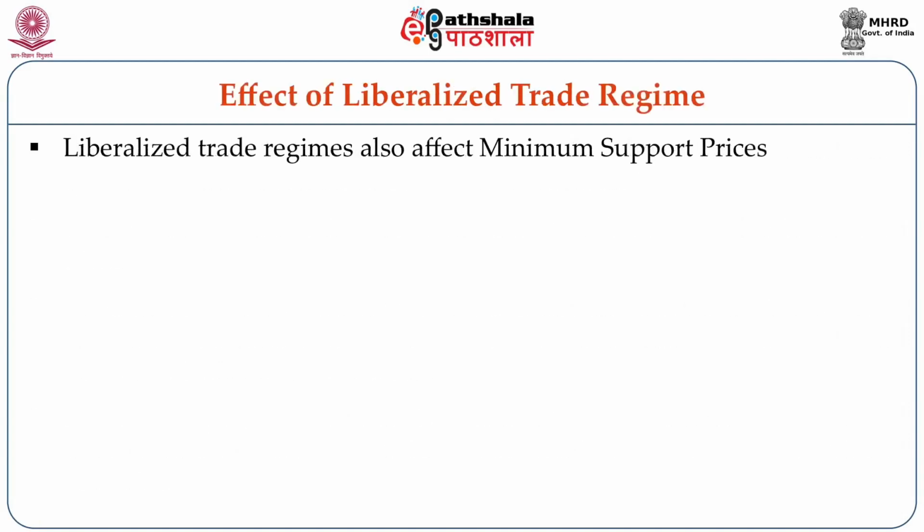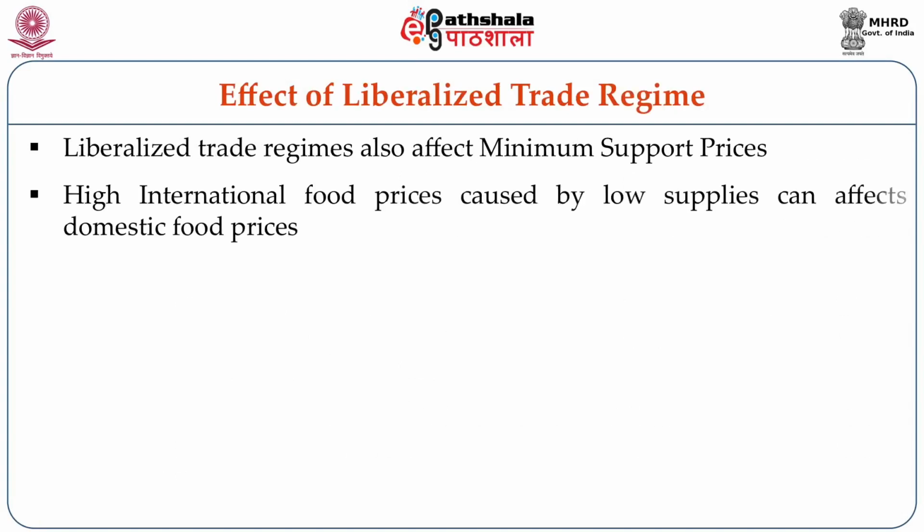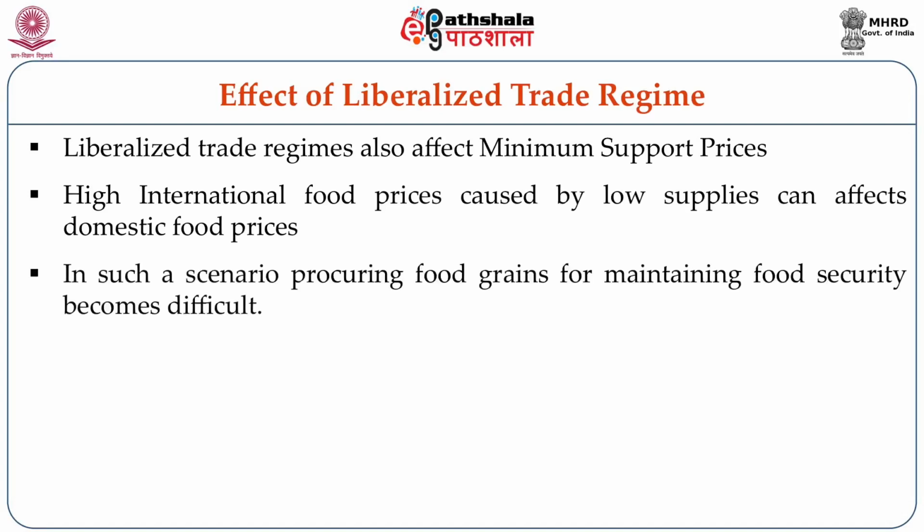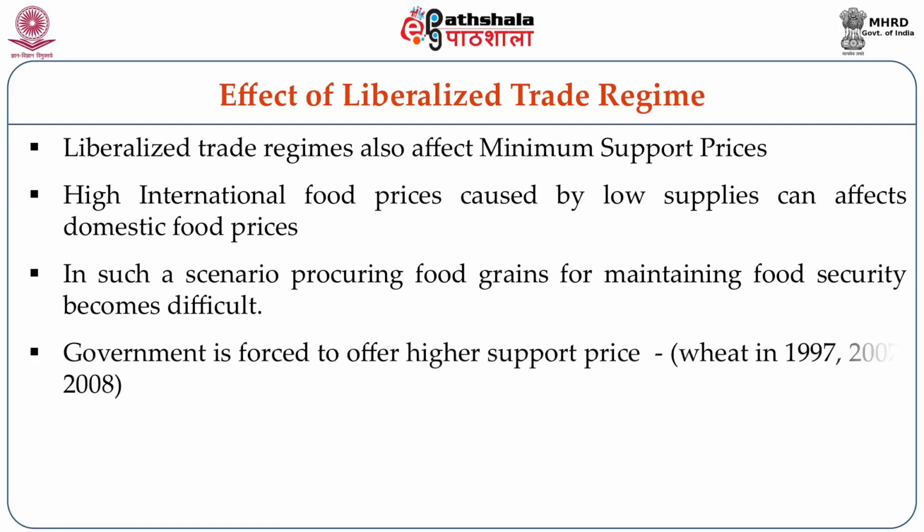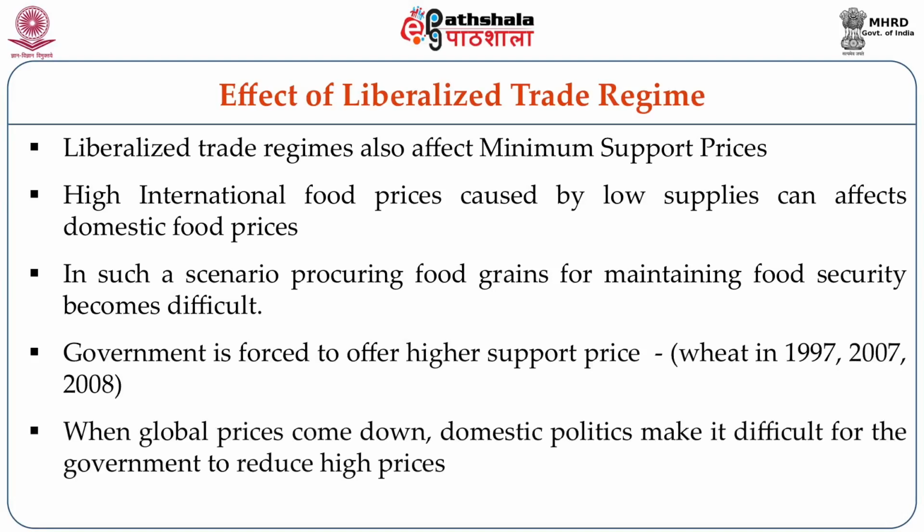Liberalized trade regimes also affect minimum support price. High international food prices caused by low supplies can affect domestic food prices. In such a scenario, procuring food grains for maintaining food security becomes difficult. Government is forced to offer higher support price. Wheat in 1997, 2007, 2008, for example.